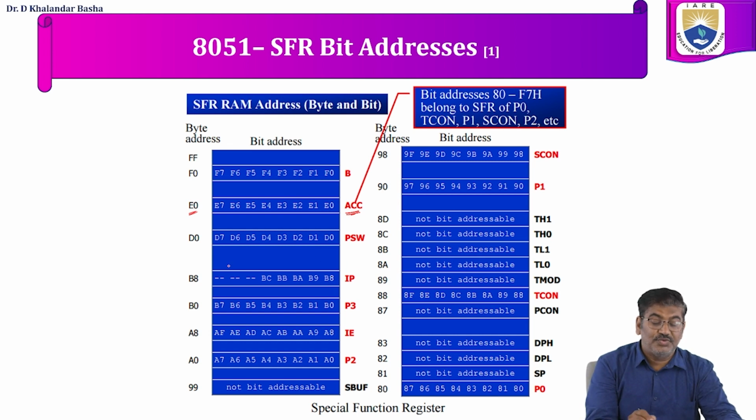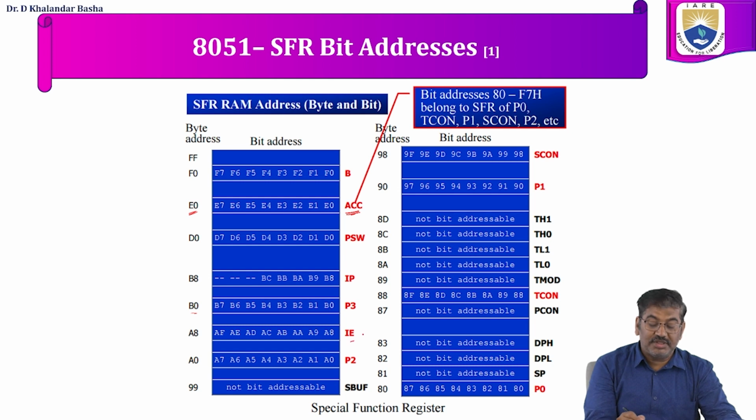Similarly, for the program status word, the address is D0. So D0 to D7 are bit addressable. For the interrupt priority register, that is IP SFR, the address is B8. In this interrupt priority, only 5 bits will be used for prioritizing interrupts. So we use only B8, B9, BA, BB and BC. Next one is port 3, which is at the address B0 to B7.